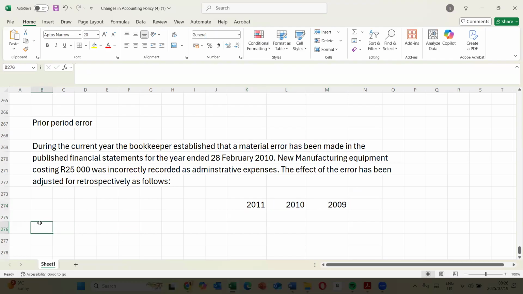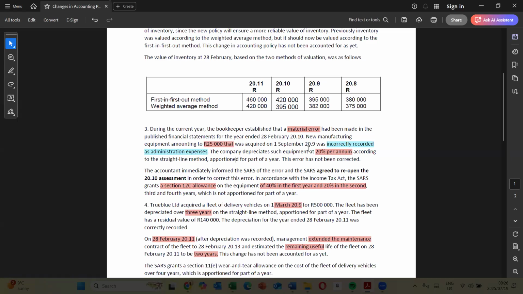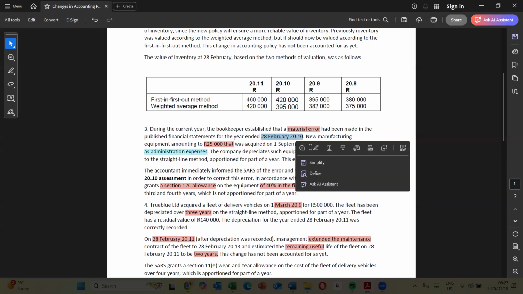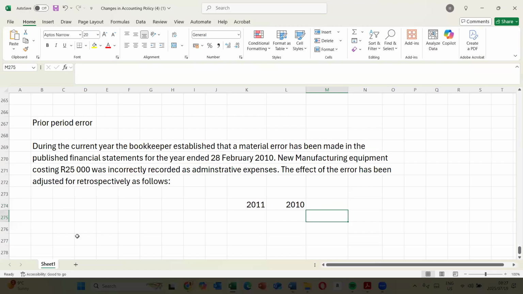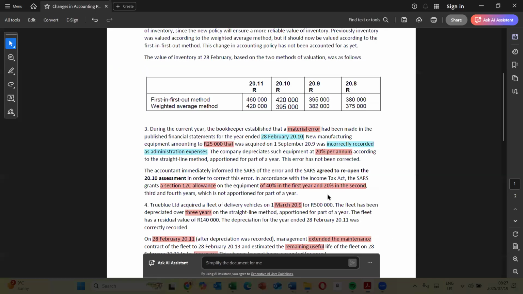So the error, it occurred in which year? In 2009, that's where the error occurred, right? That's the period of the error. So it means in 2011, you're going to decrease. Do you see, there's a decrease in administrative expense in 2011, because they recorded too much. Oh, actually, it's 2010, right? So you have 2010 and 2011. So you have a decrease in administrative expenses. The administrative expenses that you recorded, there's 25,000. You want to decrease it. That's the effect on the statement of profit and loss.